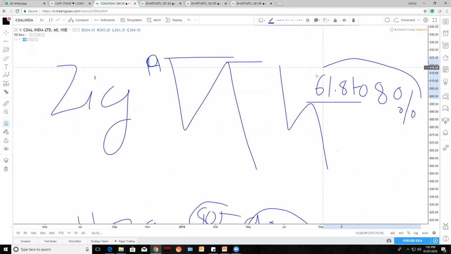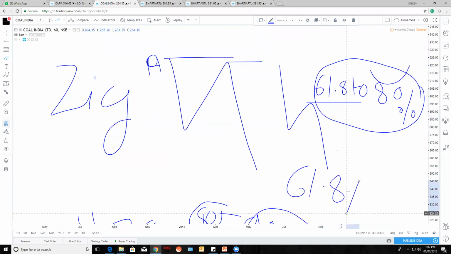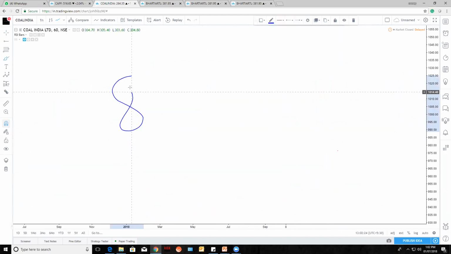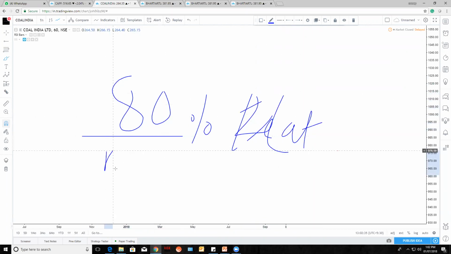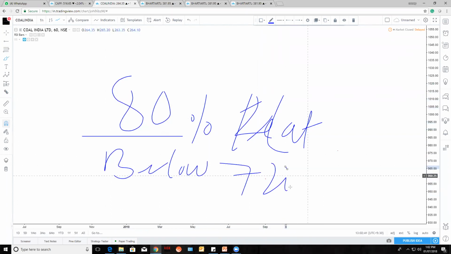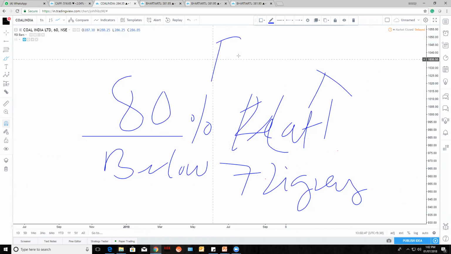Okay. So what is the retracement to a zigzag here? 61.8% to 80%. Whenever it is moving more than 80%, the pattern which is forming is making a flat correction, not a zigzag. Below 80% is a zigzag, and above 80% is your flat.